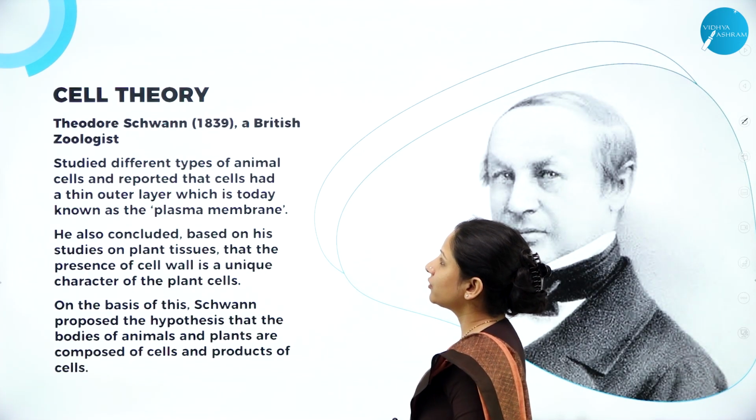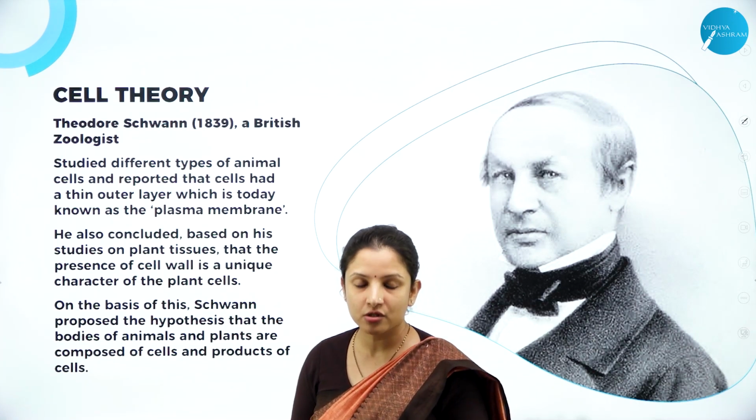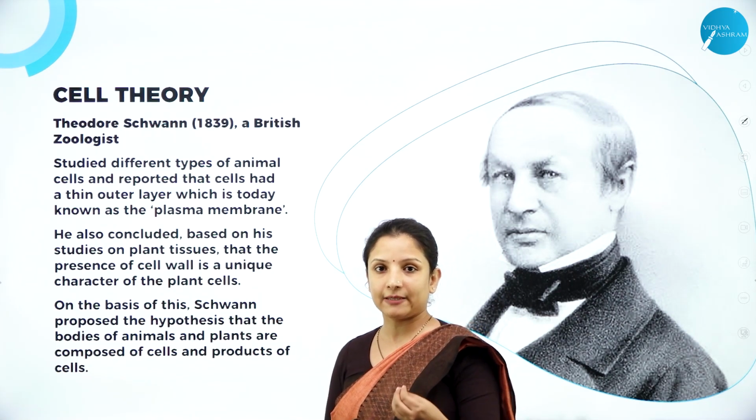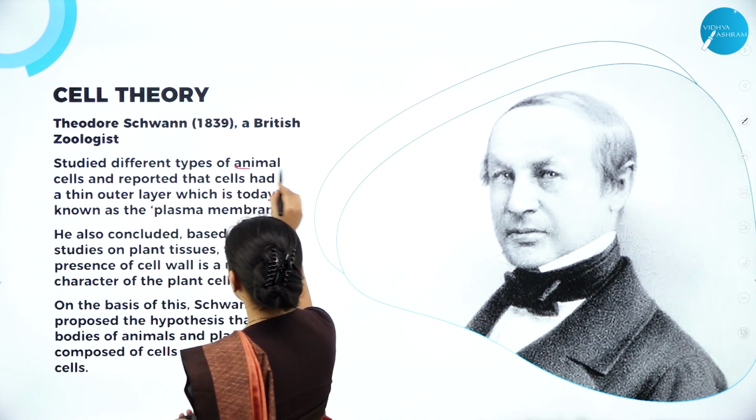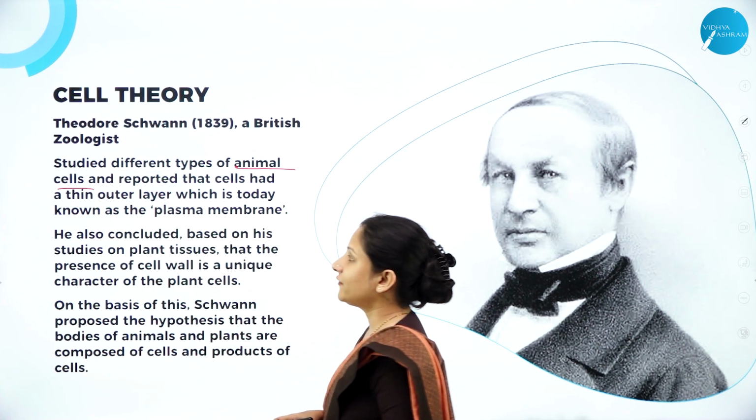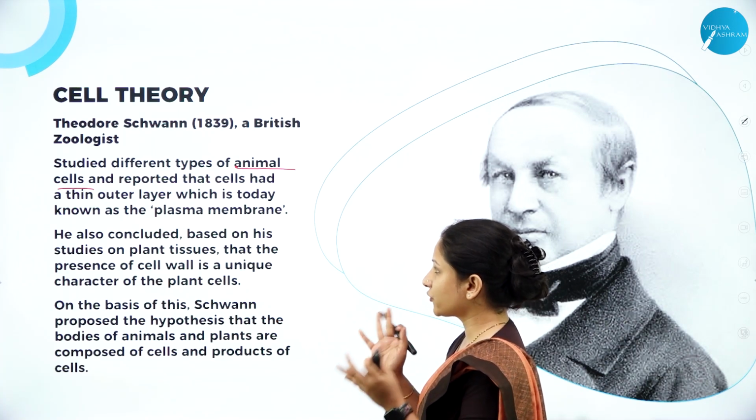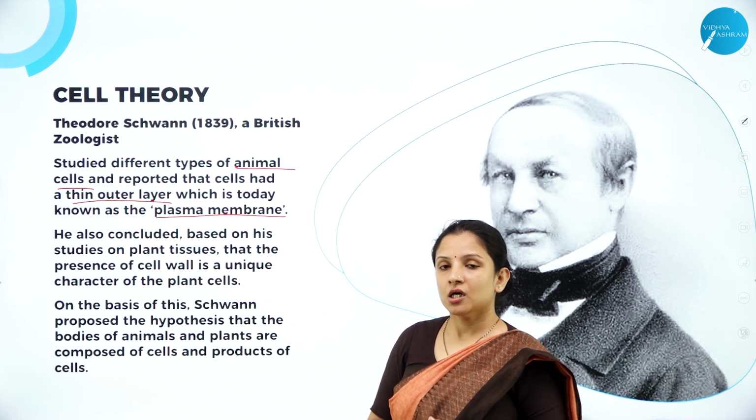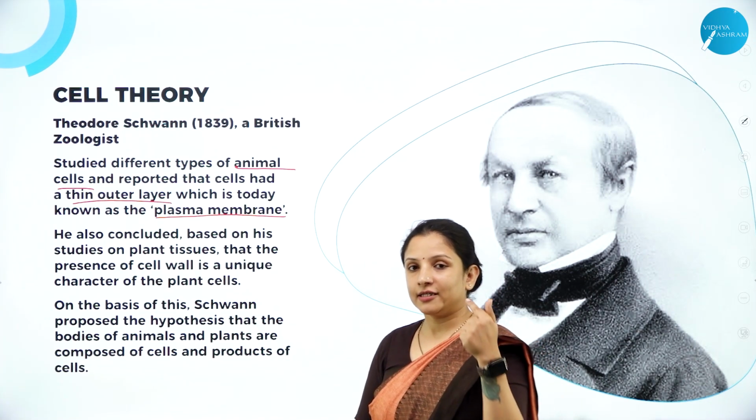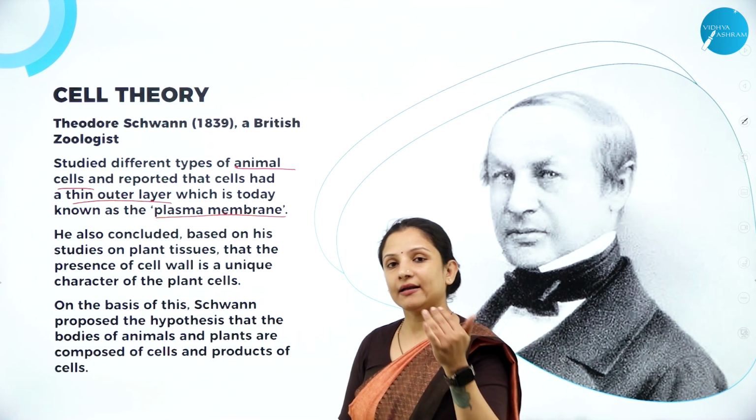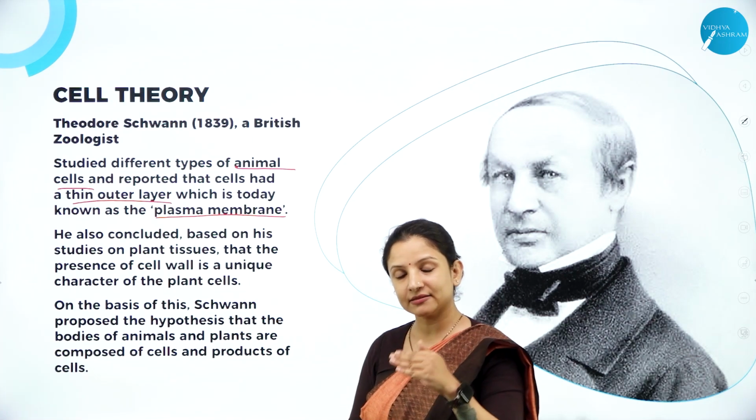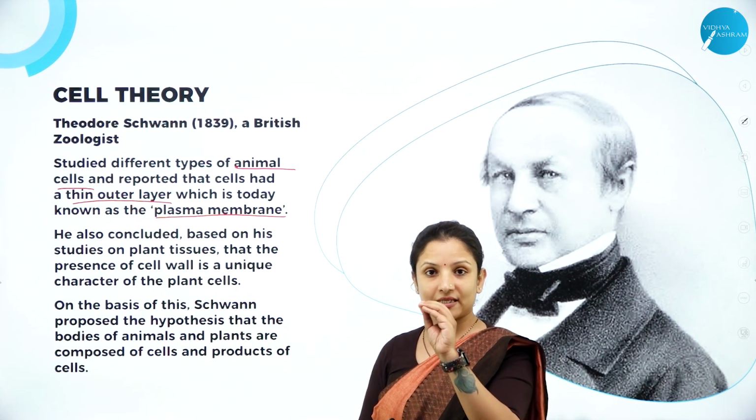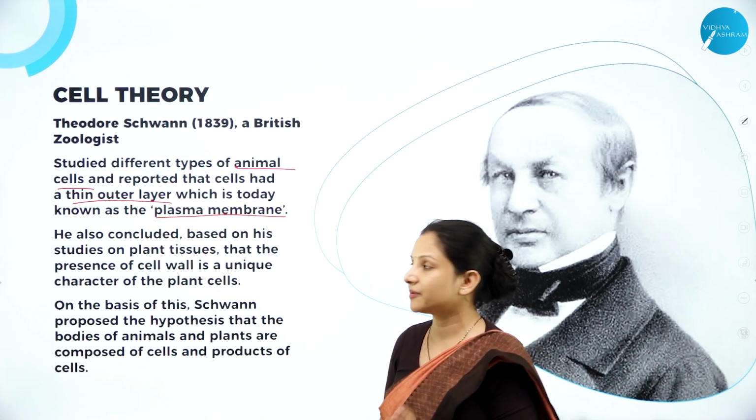Next, it is about Theodor Schwann. Theodor Schwann was a British zoologist who studied animals. In the year 1839, he studied different types of animal cells. He found that animal cells are protected by a thin outer layer, and that outer layer is called the plasma membrane. So, first a live cell was discovered, then inside the live cell a nucleus was discovered, then in plants they got to know there are different types of cells, and in animals they got to know that animal cells are covered by an external thin layer called the plasma membrane.